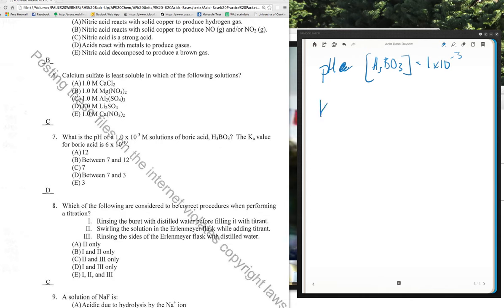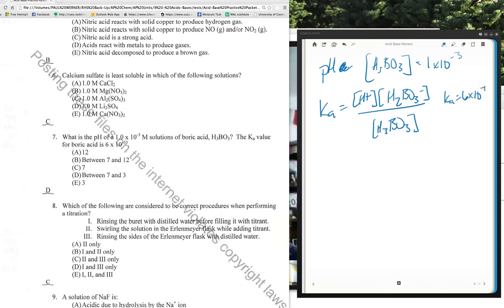Okay. Ka is equal to H plus times H2BO3 minus all over H3BO3. And the Ka was equal to 6 times 10 to the negative 6. So we know that the minus x of the ICE table is going to be negligible. So we've got 6 times 10 to the negative 6th. 10th. Man, so sorry.